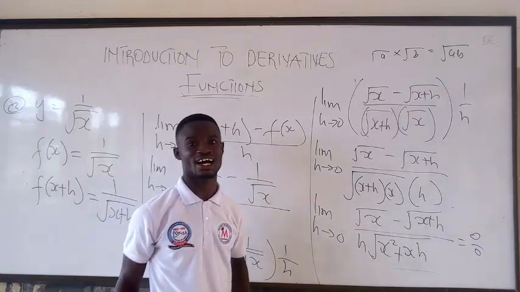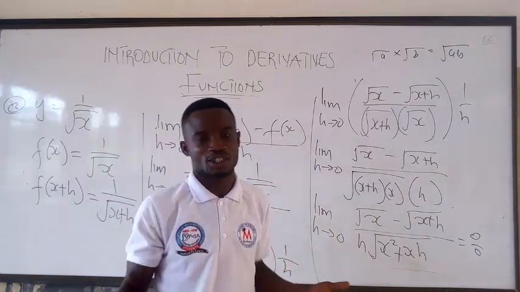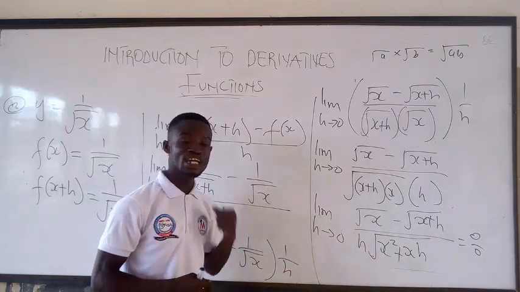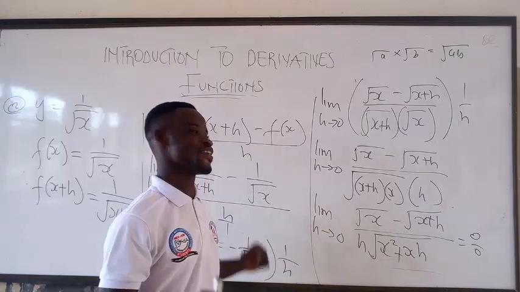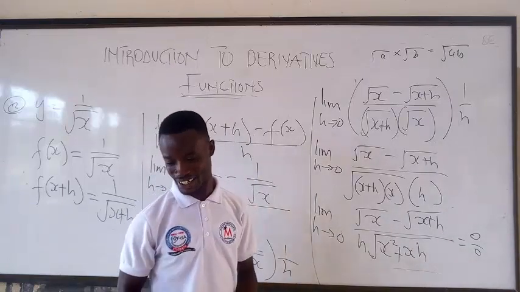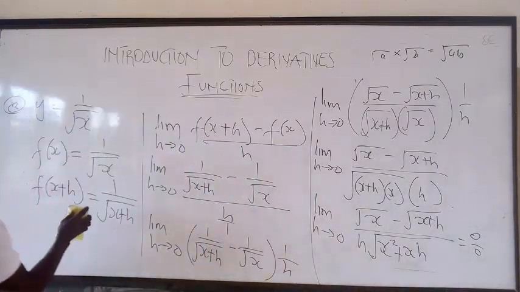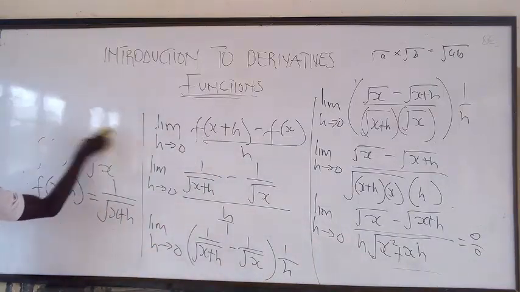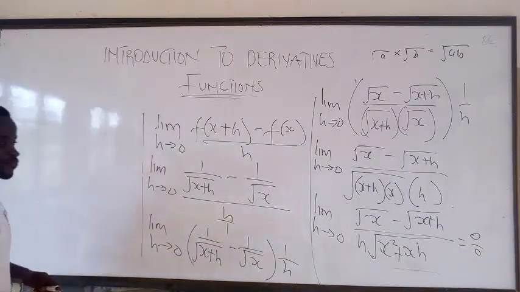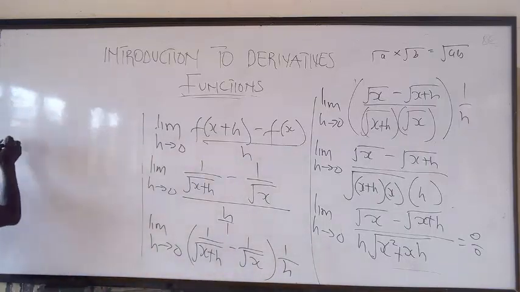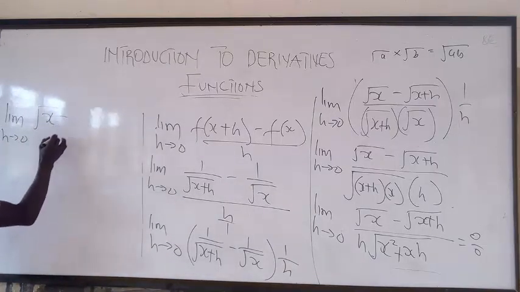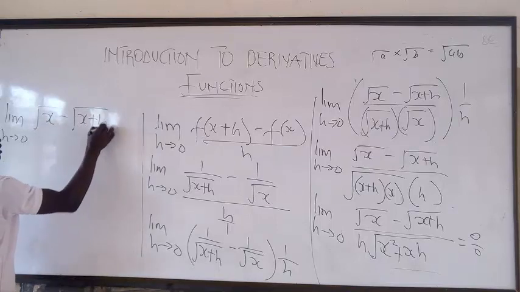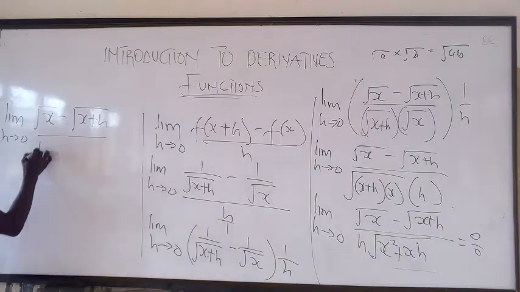Alright, so that means that we have to still continue with our algebra. And the only thing to do here is to rationalize the numerator. Alright, good. I know you are good students. So we continue with our rationalization. So the limit as h approaches 0, root of x plus h, all this over.